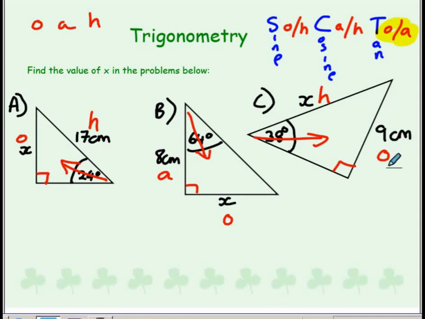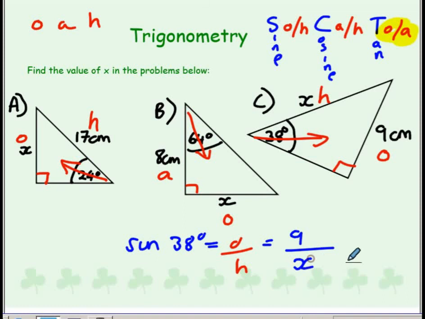So let's have a look. I've got O and H. It's the sine. So again, I'm going to use the sine. So I'll write the sine of 38 degrees equals O over H. But look at the difference this time. Here, I've got the number on the top and the letter on the bottom. That means there's a bit more algebra involved.